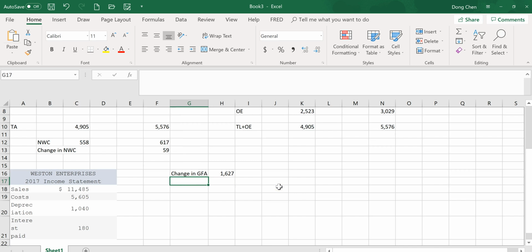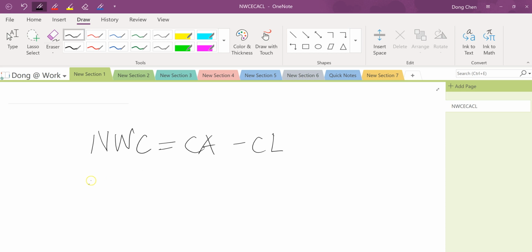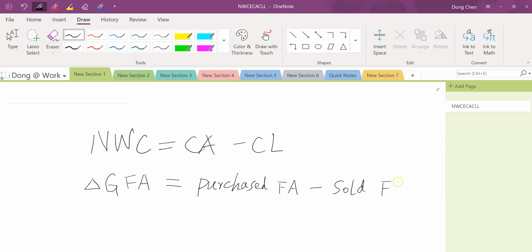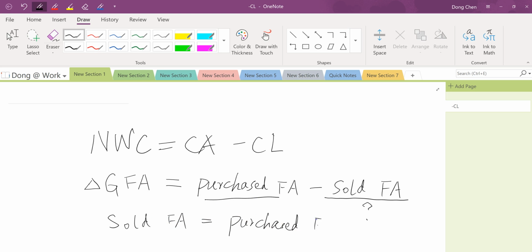And as we said, this change here is simply the, so let me write this down in my notes. So the change in gross fixed assets is simply the purchased fixed assets minus sold fixed assets, right? So now the question is asking for the sold fixed assets. So from here we can say sold fixed assets is simply equal to the purchased fixed assets minus the change in gross fixed assets, right?